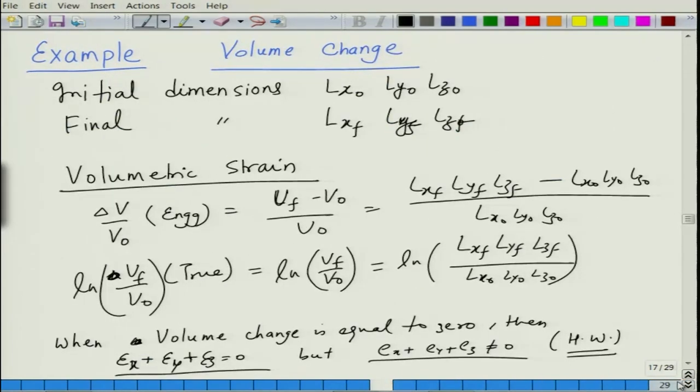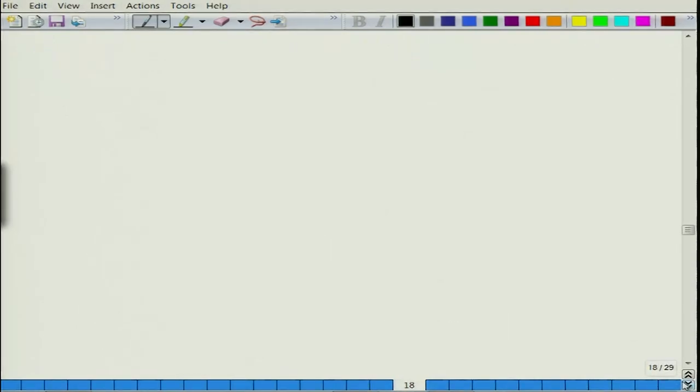have to do yourself: in plastic deformation, the net volume change is equal to 0, which is represented by epsilon x plus epsilon y plus epsilon z is equal to 0, but Ex plus Ey plus Ez is not equal to 0. So this is what the first part of this lecture is.